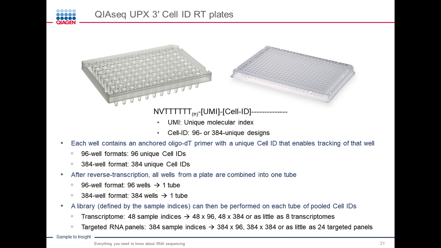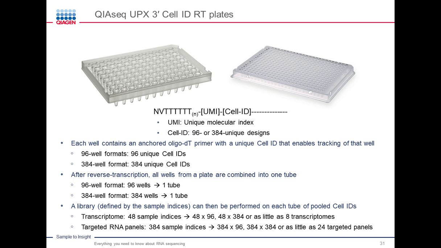So if you have even up to 96 or 384 samples, you actually only have to perform one ultimate library prep. But what's even cooler is that if you want to have hundreds of samples or dozens of plates, you can actually tag each of those. And when you incorporate your traditional library ID, you can do, say, 48 sample IDs times the 96 cell ID, or 48 sample IDs times the 384 ID, and do thousands of libraries.